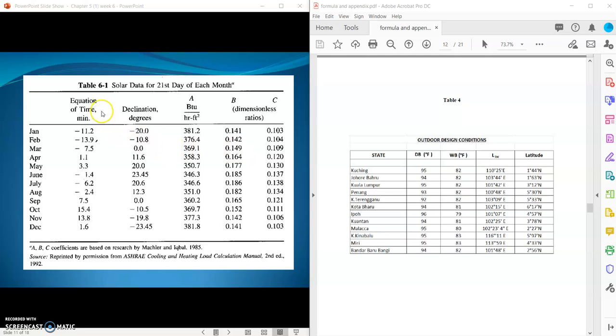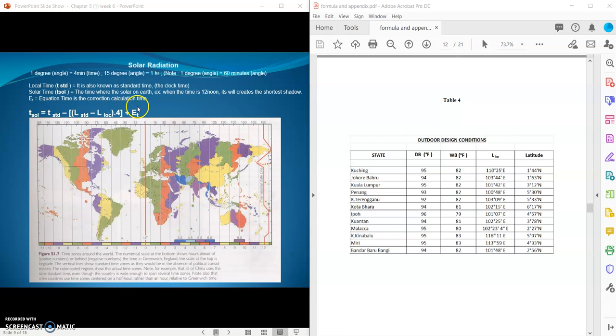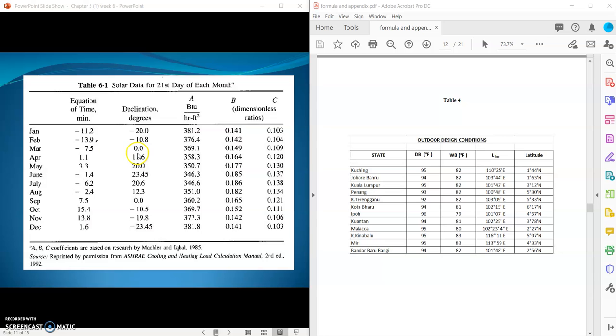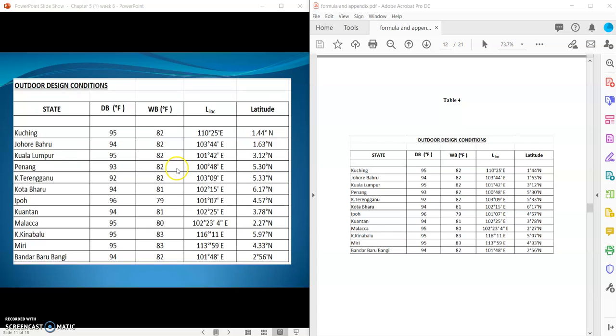So we are going to use the formula of ET here. Now for this topic, this is the ET here. There is also the declination of degree A, B, C. Somehow this we are going to use for the next topic. Also here, this is some of the data that we get from the meteorological department.